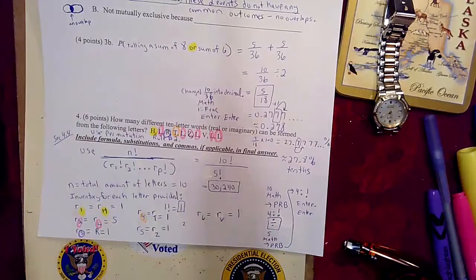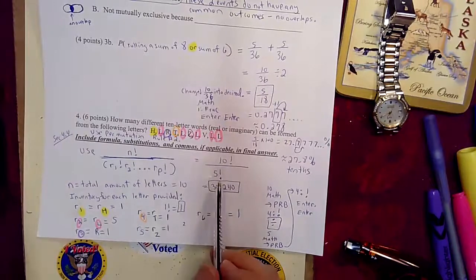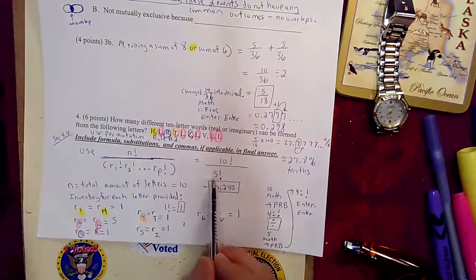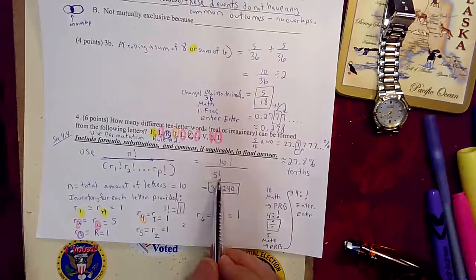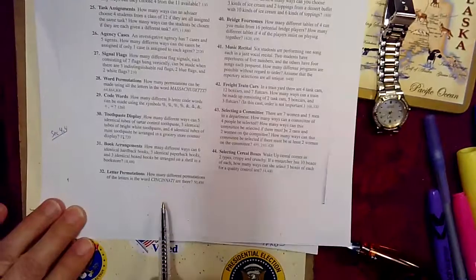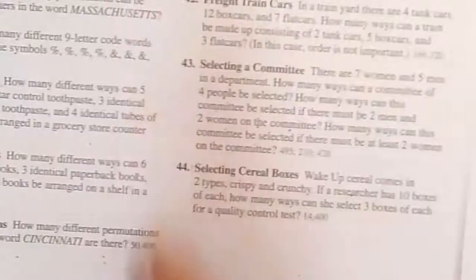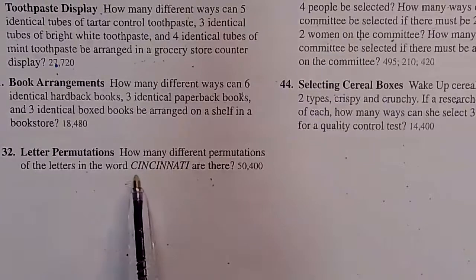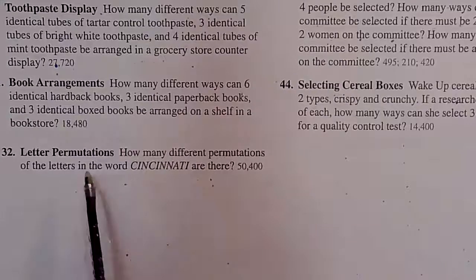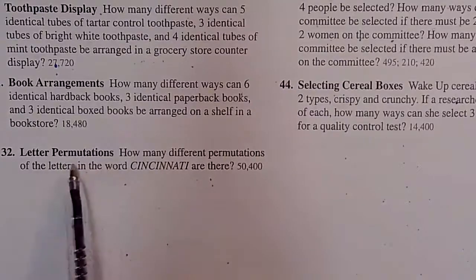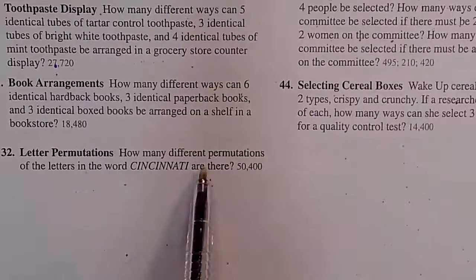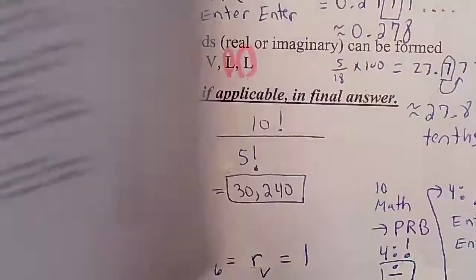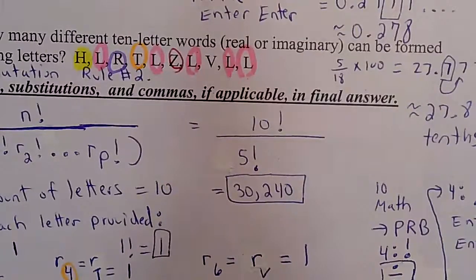So let me do one more with you, because you don't really get to practice with the denominator because there's only a 5-factorial. This is from your ebook. Look what it says. How many different permutations of the letters in the word Cincinnati are there? And you will have more like this in your book, because on your test it'll say permutation. That's a keyword. That's helpful. The one we did now didn't use the keyword permutations. But let's do that.